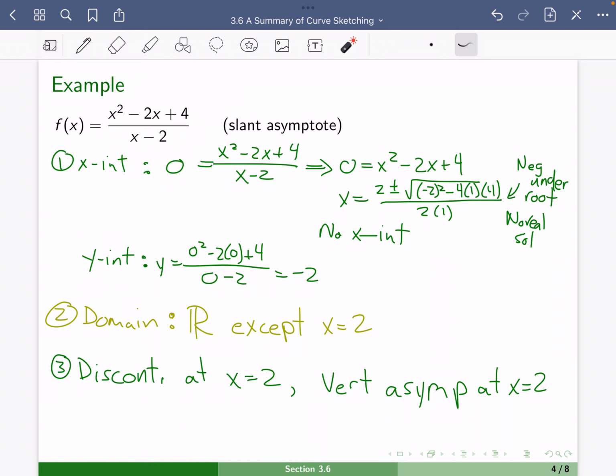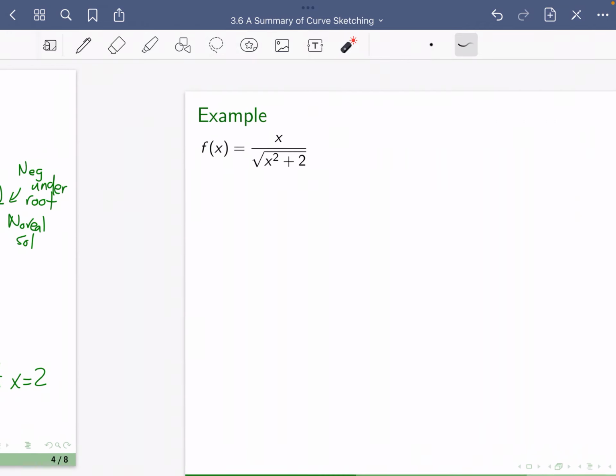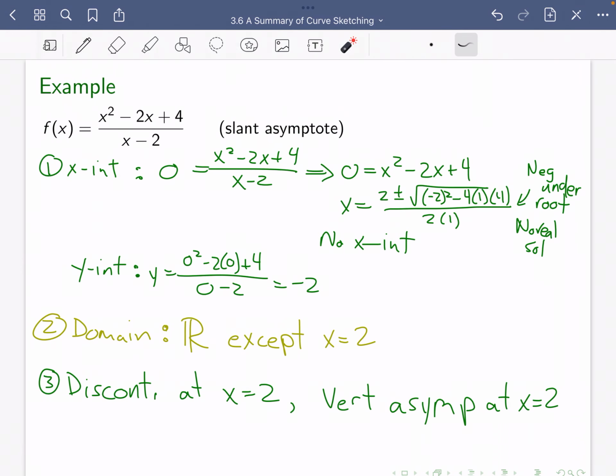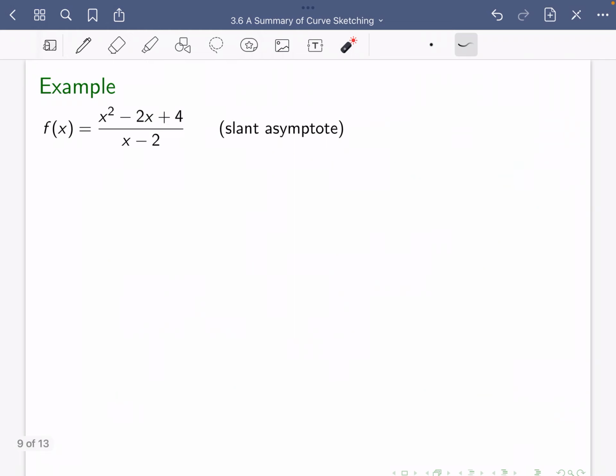Good. So far, so good. We have our intercepts, we have our domain, we have the discontinuity identified. So next, we need to look at where it is increasing and decreasing. So we're going to look at our derivative to find critical numbers.